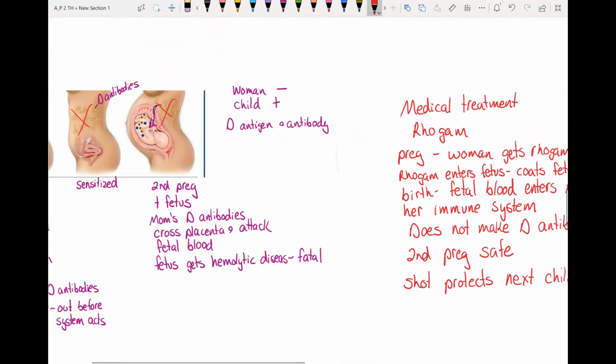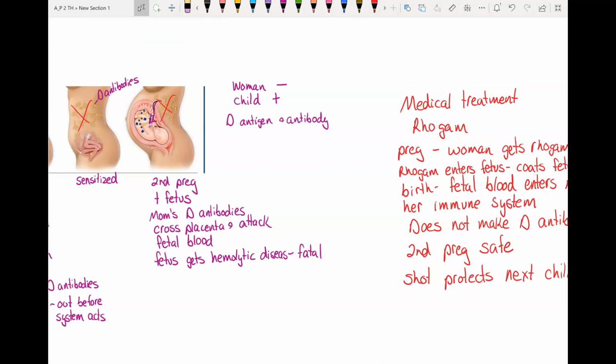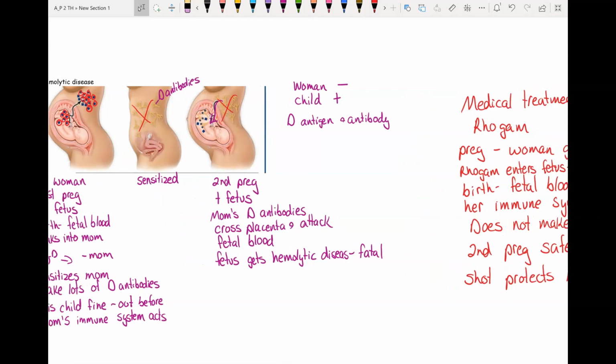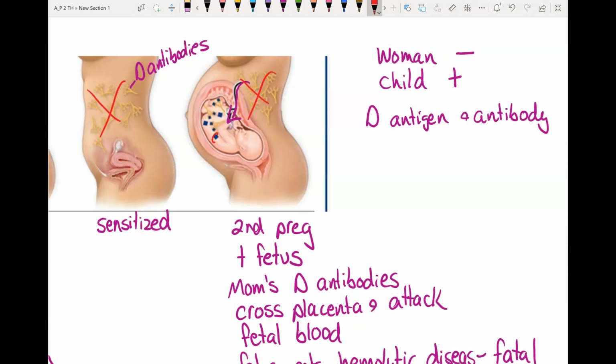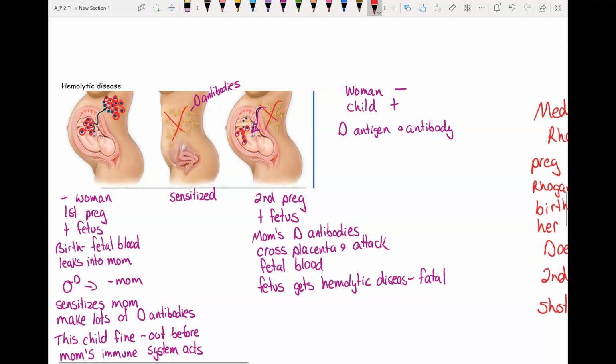And every time this woman gets pregnant, she'll get the shot again. Because let's say she's having her second baby now. You would get the shot, coat those blood cells. Then when this baby's born and the blood enters the mom, again, it's going to be hidden from her immune system, so she won't make those D antibodies, and that's protecting child number 3. So you just keep going on. Every pregnancy, you get that shot, and it's always to protect the next child, not the current one. The current one is born and out before the immune system has time to react.